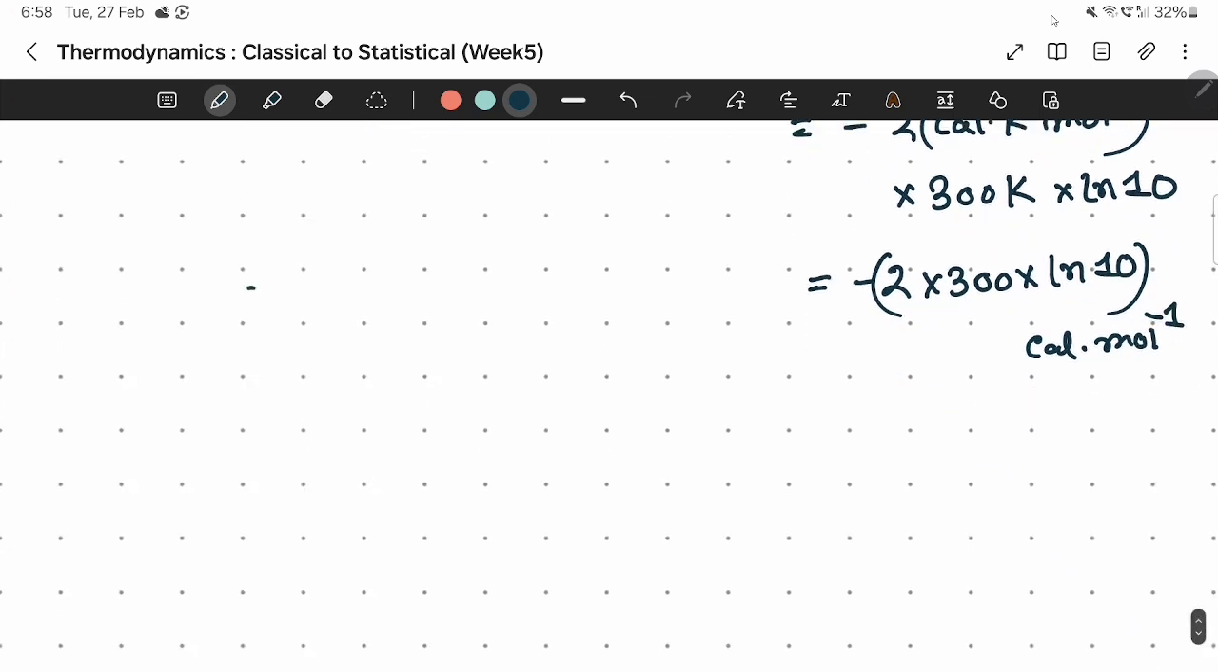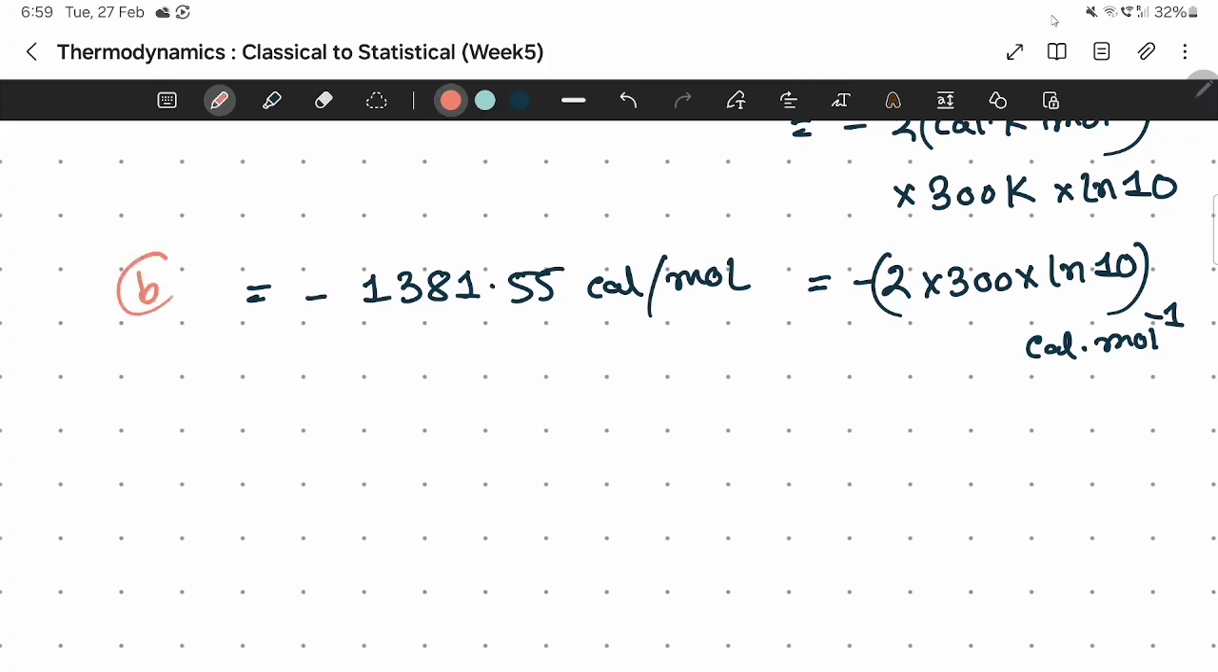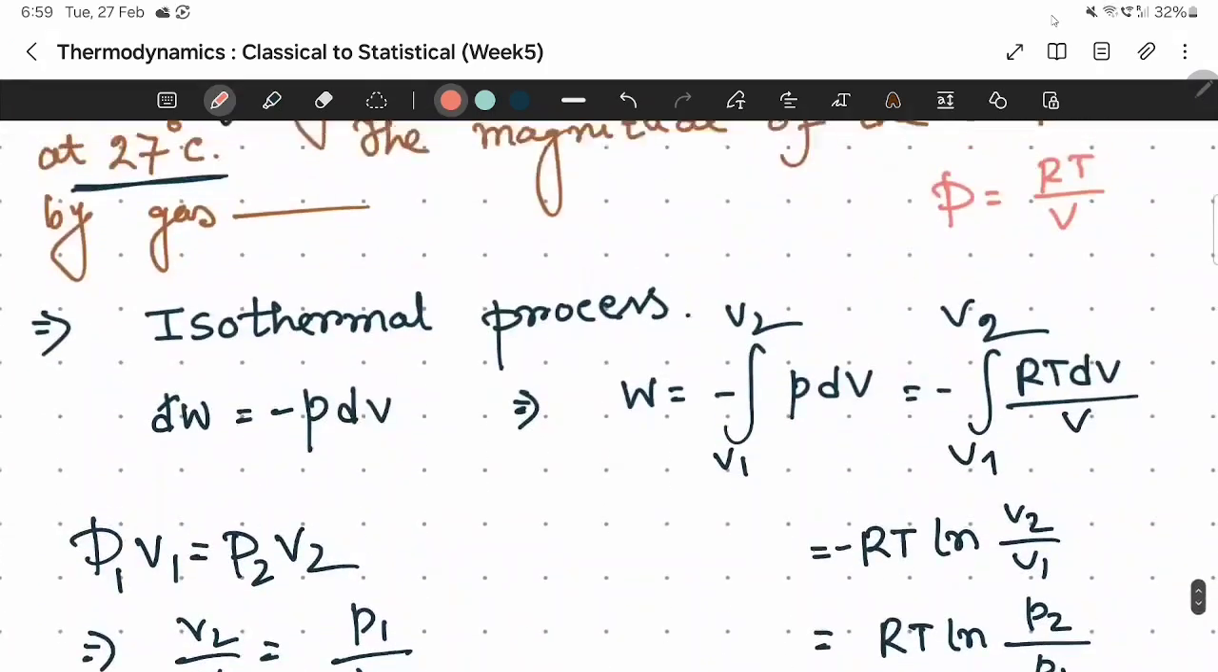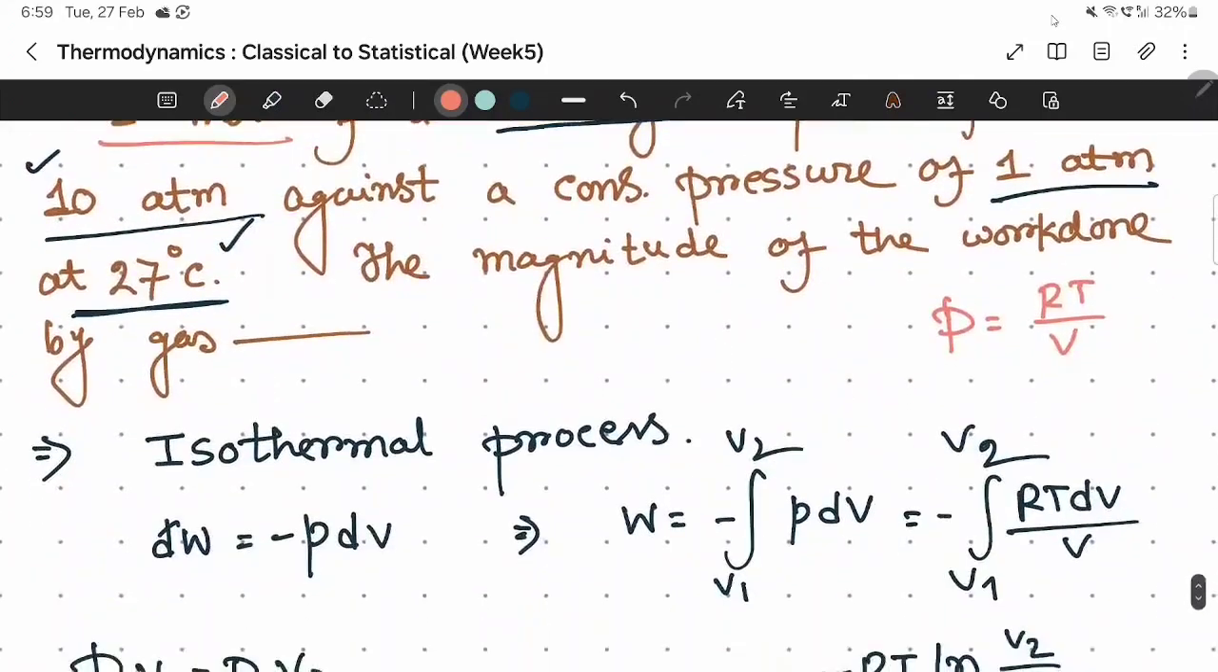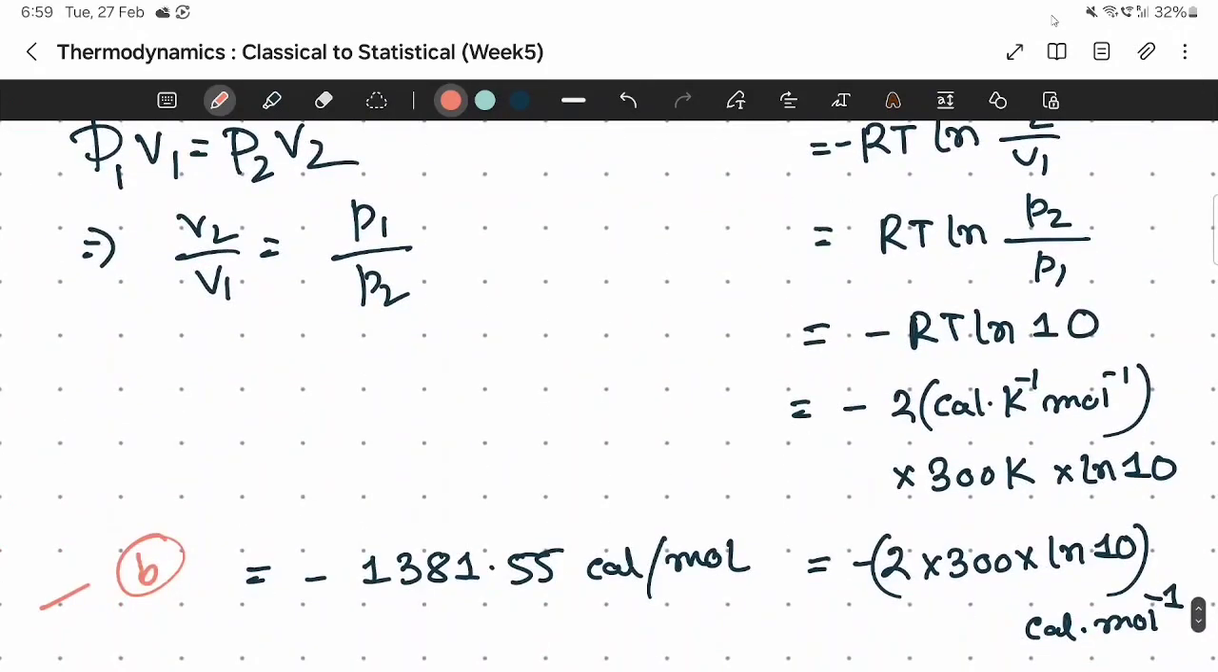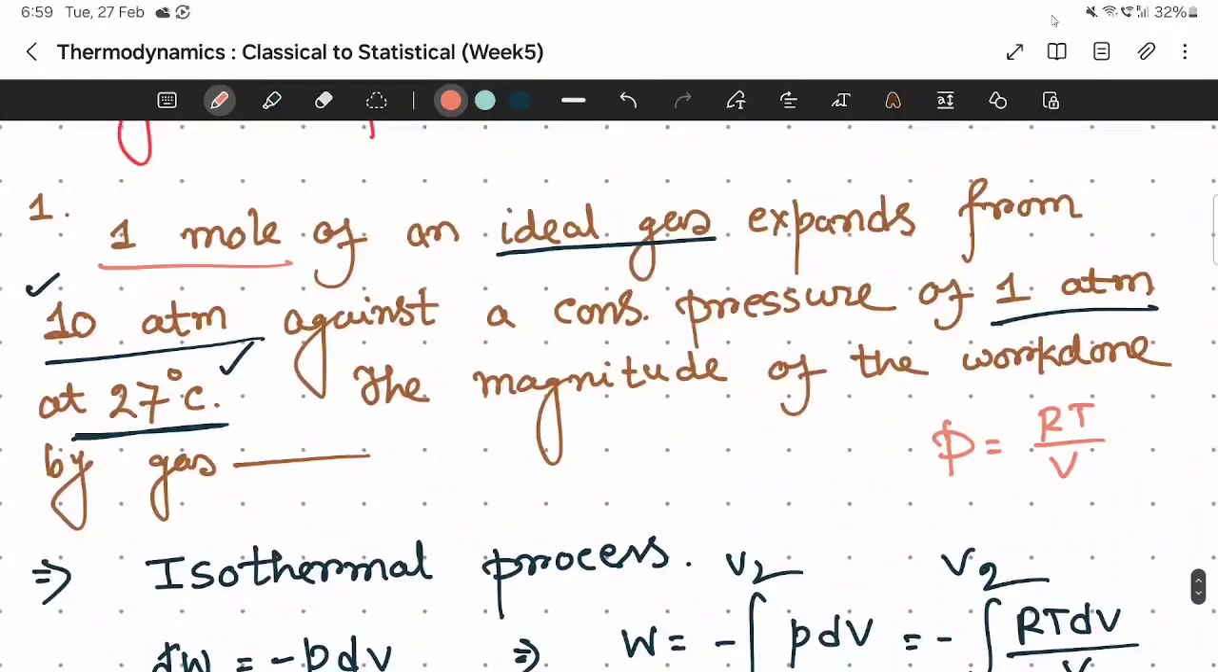So if you calculate it, what will be the answer? 2 into 300 into ln 10 will be minus 1381.55 calorie per mole. So it is option B. This question is not that difficult. If there is any doubt regarding this, you can ask me. I think this is easy.